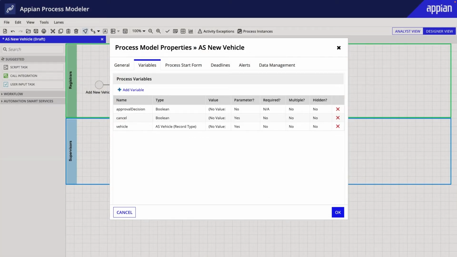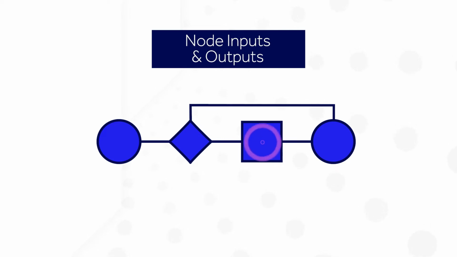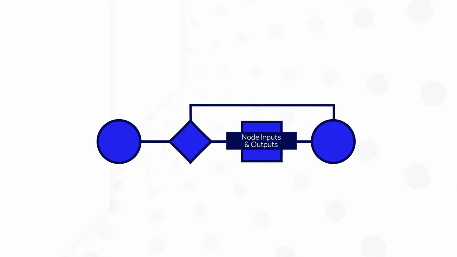Later, when I add more nodes to this process, you'll see another type of variable. These are called Activity Class Parameters, also known as node inputs and outputs. These are variables that are unique to a specific node. Because they work like local variables, you need to save those into process variables so that they get passed to the next node in the process.